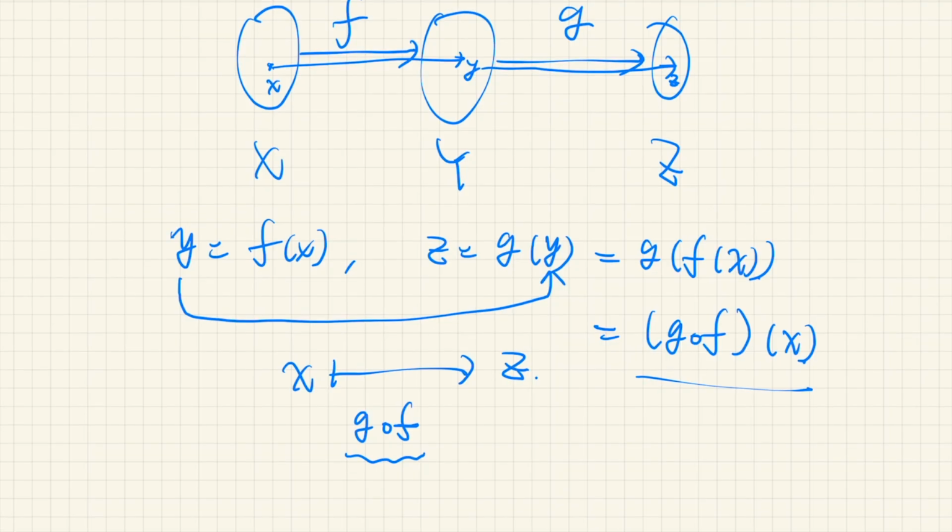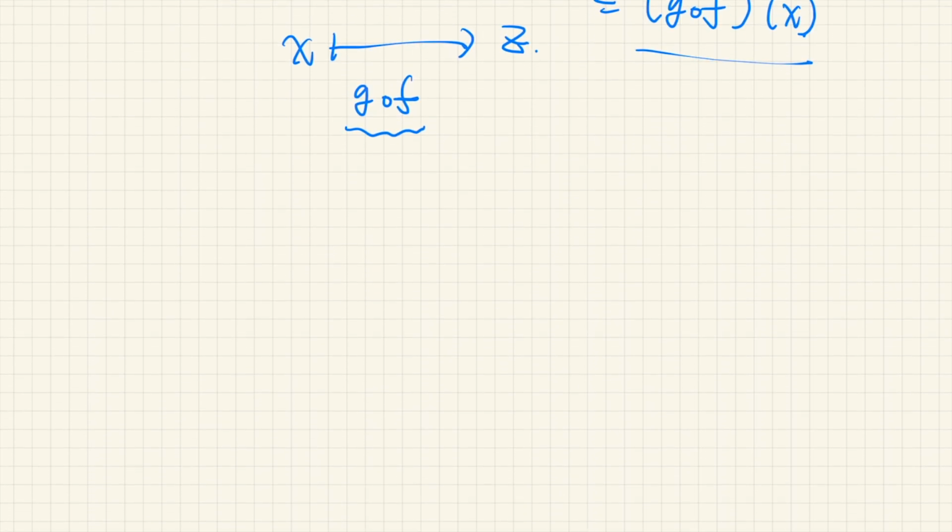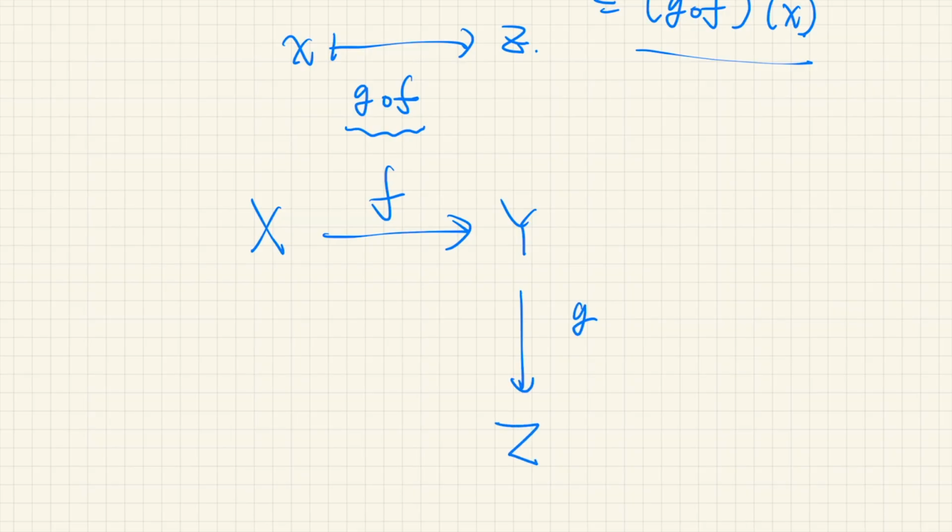We can represent this situation in a diagram. Let's say X and Y, we have this map f, and from Y to Z, we have map g. And if we compose this, first f, then g, then we have a new map directly from X to Z that is called g circle f, g after f.